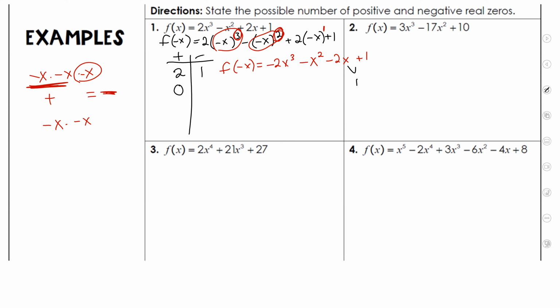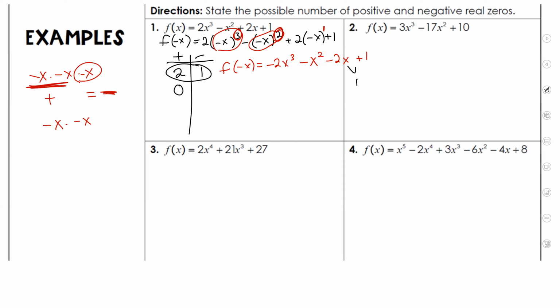I'm assuming this is what we'll have: 2 positives and 1 negative. All right, so let's go ahead and factor. Oh, it doesn't want us to solve it. It just wants us to figure out the possible positive and negative real zeros. I'll do one more with you. Let's do number 4. That looks hard.